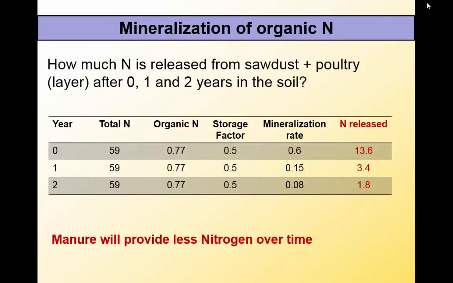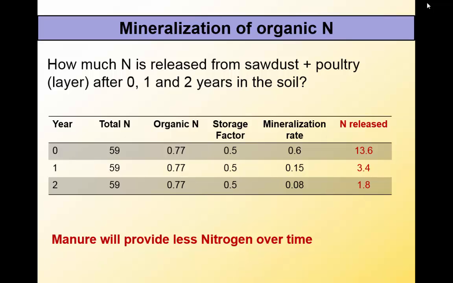You could set up a simple table. What you'll notice, though, is the total amount of nitrogen, the total amount that's organic, and how you store it, those numbers aren't going to change. What's changing over time, 0, 1, and 2, is how much it mineralizes. So the nitrogen released in year 0 is 13.6, and in year 2 you get 1.8. So there still is some nitrogen released.